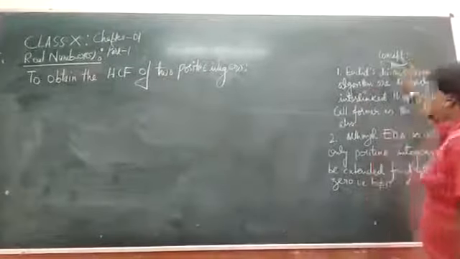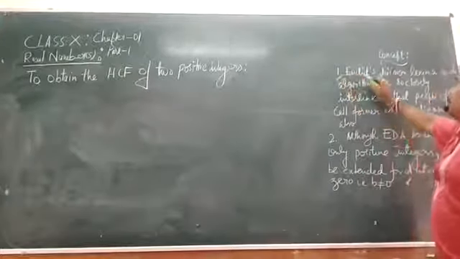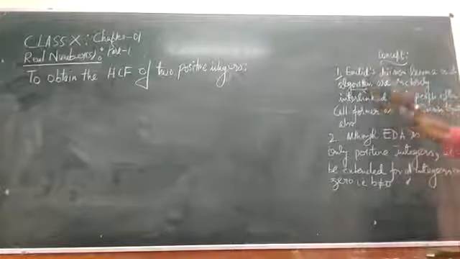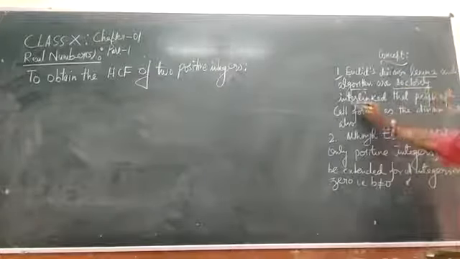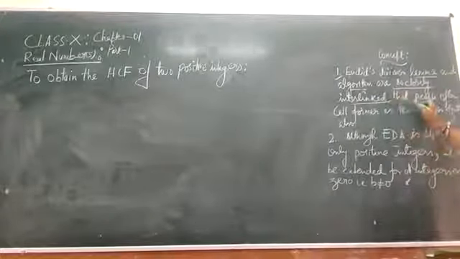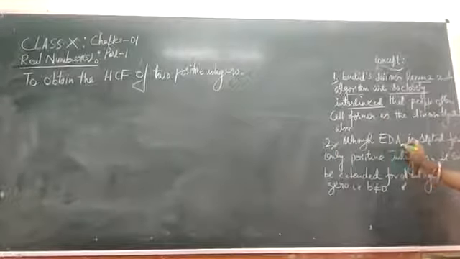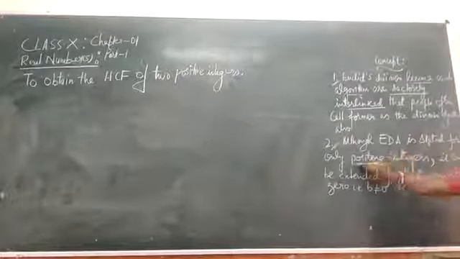Number one is here: Euclid's division lemma and algorithm are so closely interlinked that people often call the former the division algorithm also. Second, although Euclid's division algorithm is stated only for positive integers, it can be extended for all integers except 0.